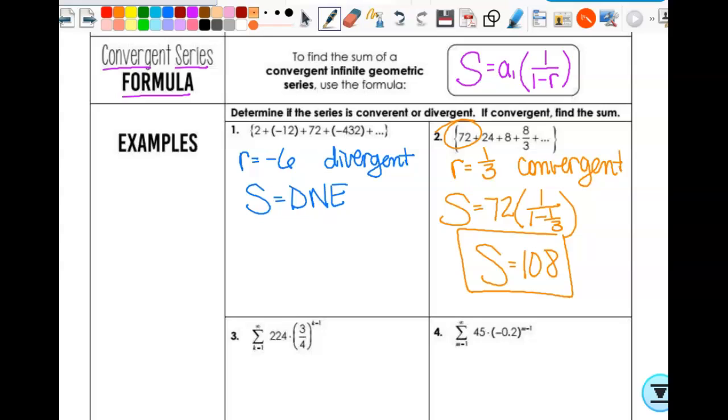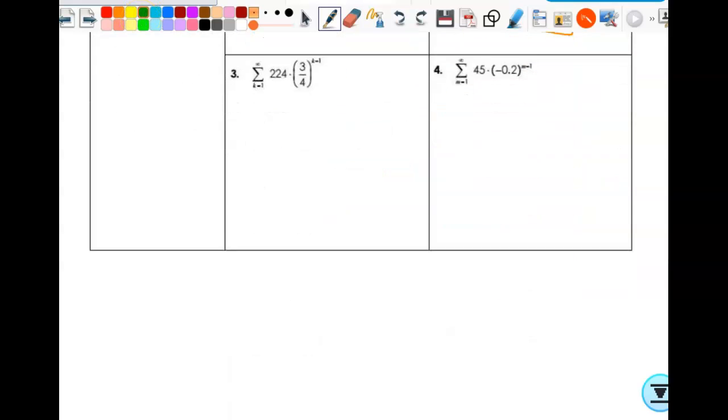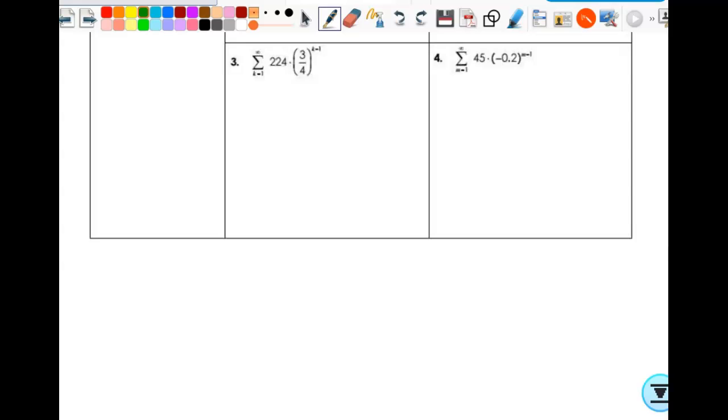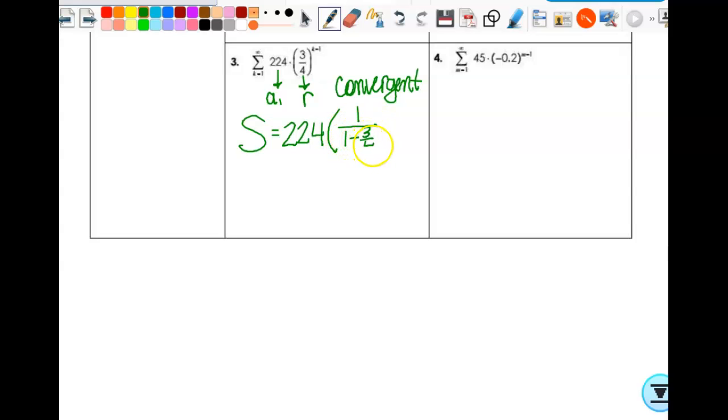Any questions at all? All right. Let's look at number 3. Okay, what is r in number 3? 3/4. That's your r right there. So is this convergent or divergent? Convergent. Which means we can find the sum. What's your first term? 224. Good. So the sum then is equal to 224 times 1 over 1 minus 3/4.